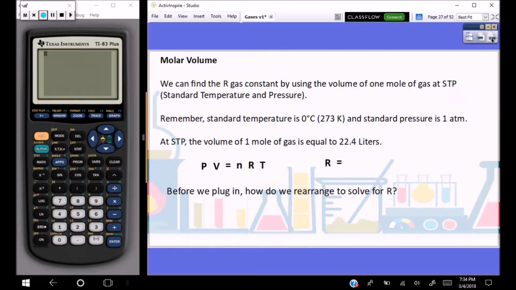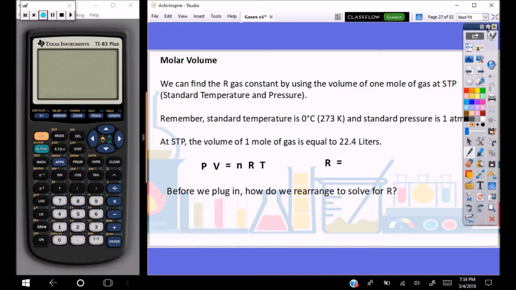The other thing, molar volume. We can find our gas constant by using the volume of 1 mole of gas at STP, which is standard temperature and pressure. Remember that at STP, your standard temperature is 0 degrees Celsius or 273 K, and standard pressure is 1 atmosphere. We also know that at STP, the volume of 1 mole of gas is equal to 22.4 liters. Now, that is one of the things you try to prove in one of the labs that we do here in AP, so keep an eye out for that.